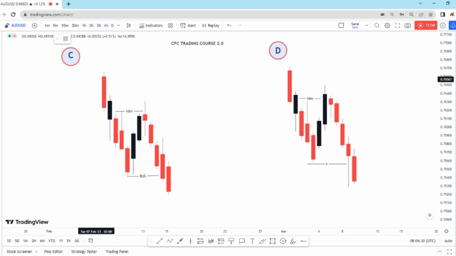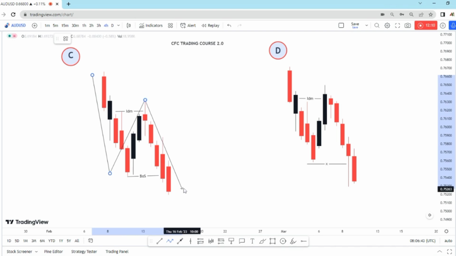So in this case, you see we have our impulsive move to the downside. Then we have our corrective move, and also we have an impulsive. A corrective move always goes against the overall direction of trend. A corrective move is just like a pullback, which goes against the direction of a trend. So take note of that.